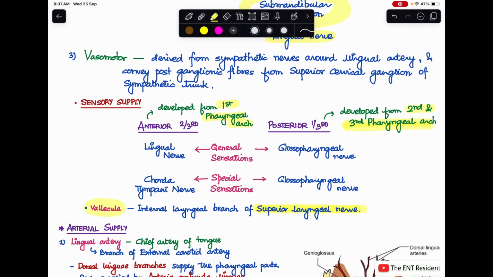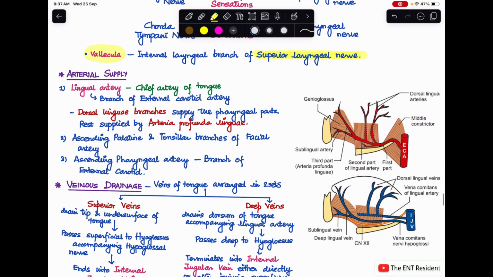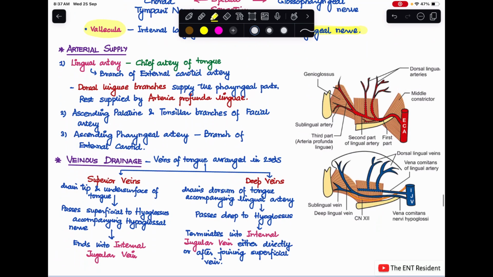Okay, now we are done with the nerve supply of the tongue. Next, we move on to the blood supply. Now, in the blood supply, you always divide blood supply into arterial supply and venous drainage. So, what is the main artery or the chief artery of the tongue? The chief artery of the tongue is the lingual artery.